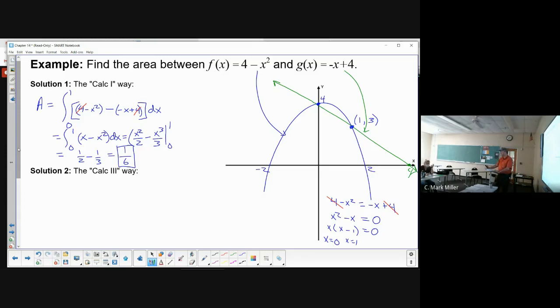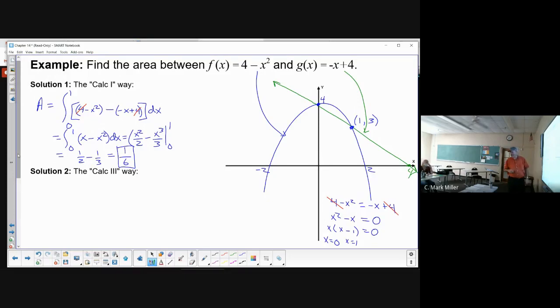All right, that's Calc 1. Now, we're going to take a simple step up and do this the Calc 2 way. You might say, why do I have to do it the Calc 2 way if I can do the Calc 1 way? Because the Calc 2 way is going to get more sophisticated. So the Calc 2 way here is going to be like this.